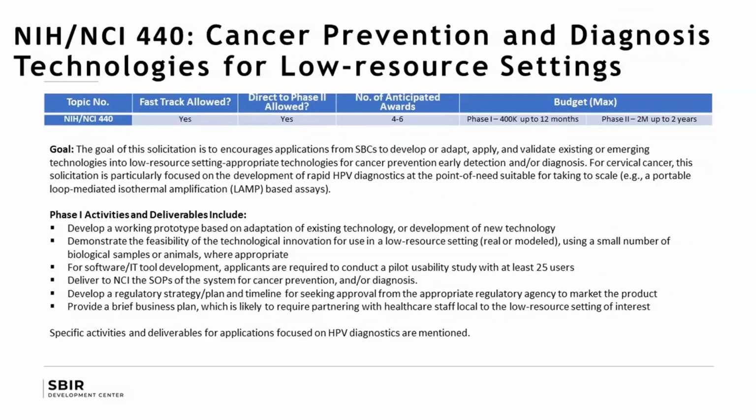Topic 440, cancer prevention and diagnosis technologies for low resource setting. The goal here is to develop, adapt, apply, and validate existing or emerging technologies into low resource setting appropriate technologies for cancer prevention, early detection, or diagnosis of cancer. This particular proposal has a particular focus for cervical cancer, and it is focused on development of rapid HPV diagnostics at the point of need. For example, a portable loop-mediated isothermal amplification or LAMP-based assays.